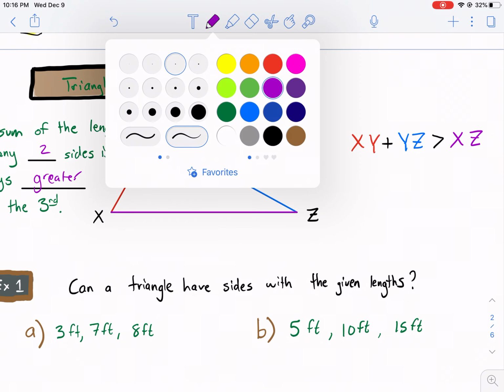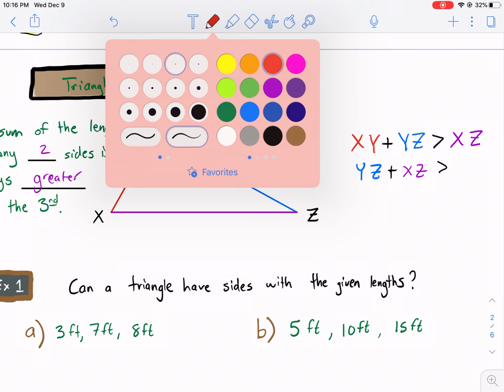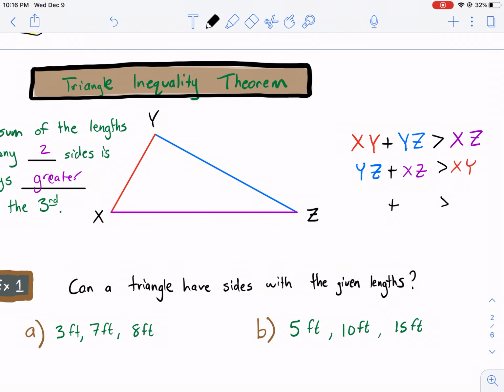Okay, what other things can we say? We could say yz plus xz is going to be bigger than xy. I'm going to be changing my colors a lot here. Okay, let me get this one set up. What's the other combination we haven't done? Well, we can do xy plus xz is going to be bigger than yz. Okay, so any two sides added together needs to be bigger than the third side. So these two sides added together need to be bigger than the third side.